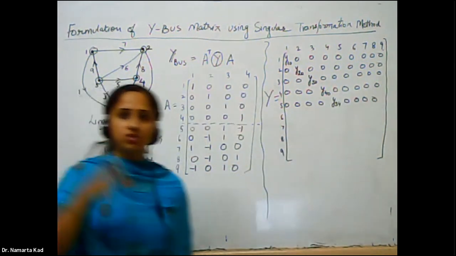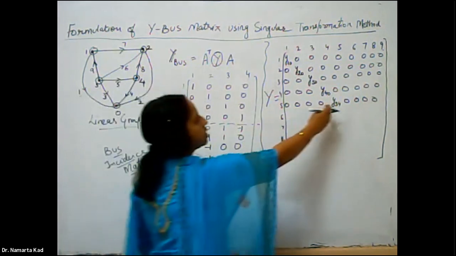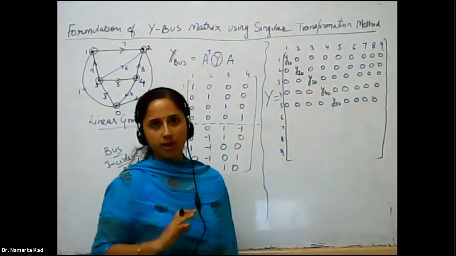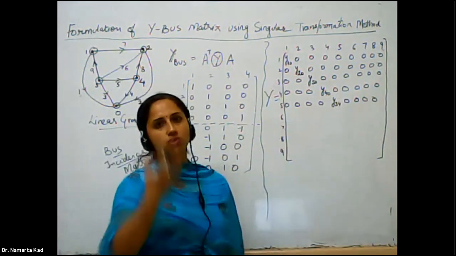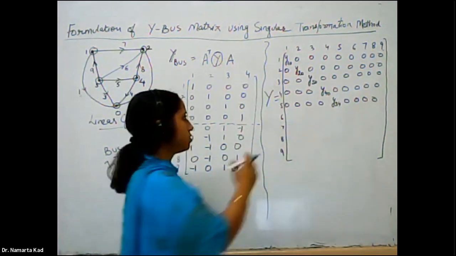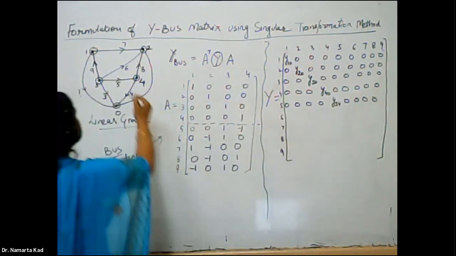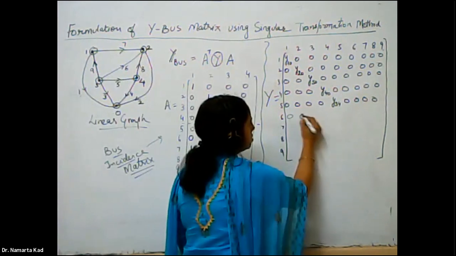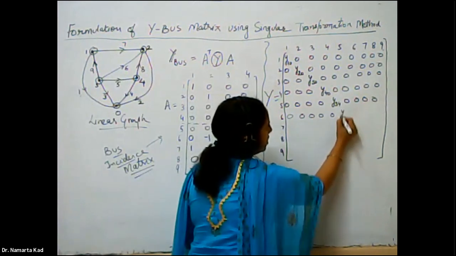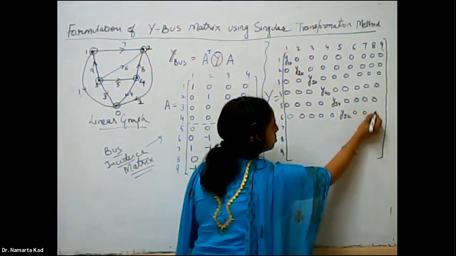But in actual practice, the values are given. In actual numerical form, the values are given for these admittances. Then you have to apply those values here. Right, now the sixth element is between 3 and 2. So y3 2 0 0 0.